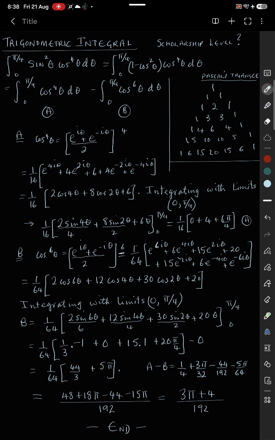Now, as I say, I put a question mark on the scholarship level. You see, while the working here is not difficult to follow, it's thinking of doing that in the first place, because you can try various other methods and they will present difficulties. I think this one is just about the easiest.